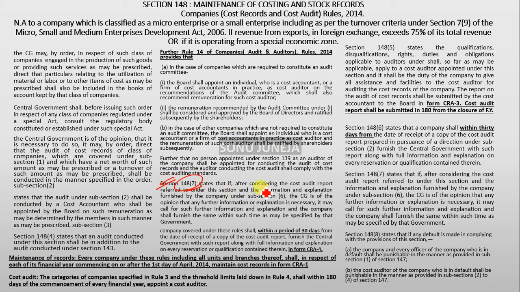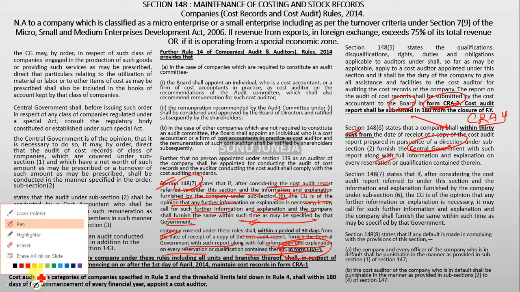Talking about Section 148 subsection 7, it states that if after considering the cost audit report, and the information and explanation furnished by the company under subsection 6, the CG is of the opinion that further explanation is needed, which is the same as what has been written there, and if the CG is not satisfied, it can ask for further information and explanation as many times as may be prescribed. The report which is forwarded by the board to the Central Government, with full information and explanation, shall be in Form CRA 4. That is the format.